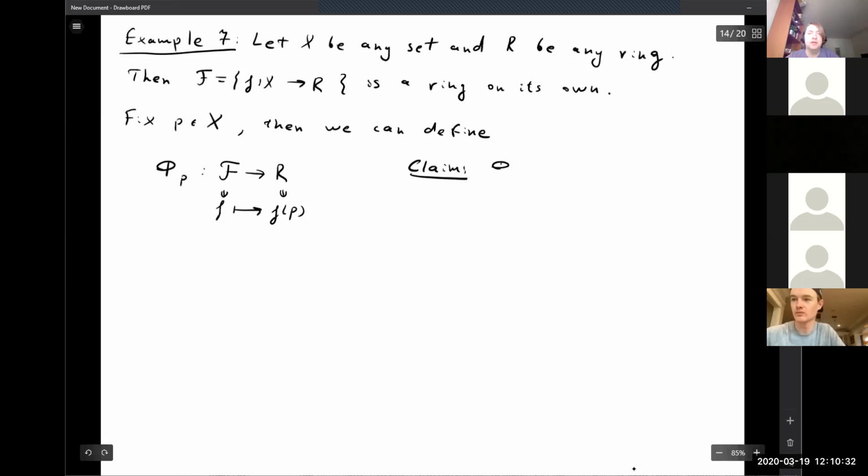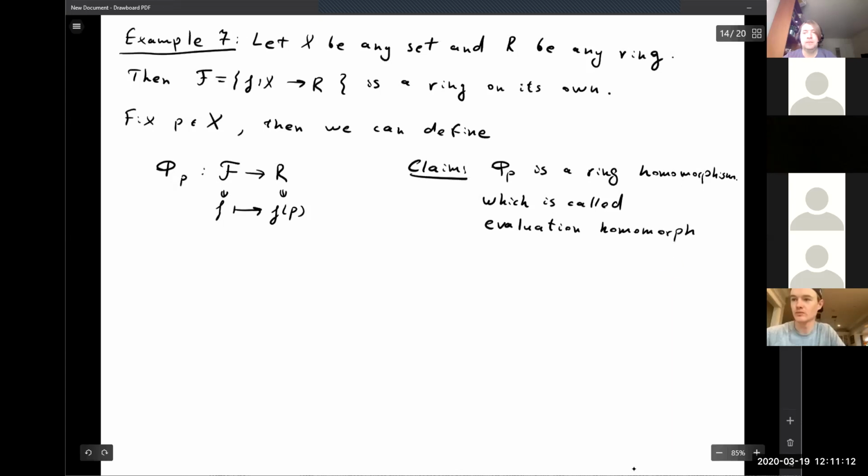Claim: phi p is a ring homomorphism. Okay, so if we have a ring homomorphism, oh, and I should also say that this is called the evaluation homomorphism. Now, once we have a homomorphism, we can look at its kernel.